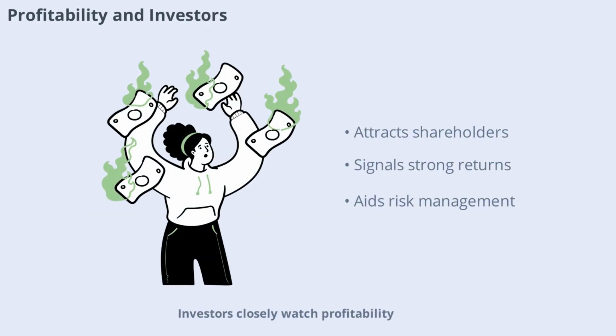Investors closely watch profitability ratios when evaluating potential investments. High and stable ratios signal a company's ability to generate returns, making it more attractive to shareholders. These ratios also help investors compare opportunities and manage risk in their portfolios.